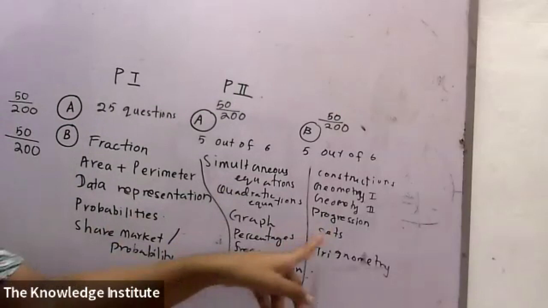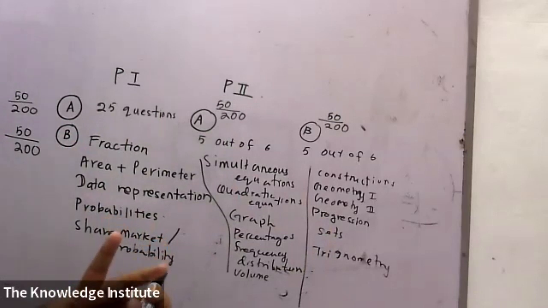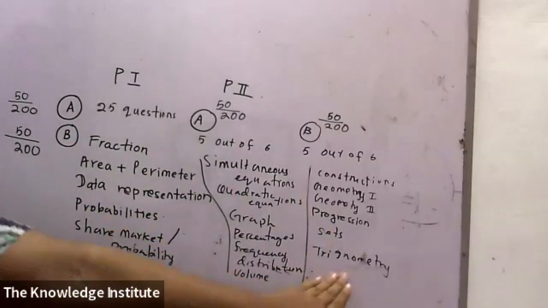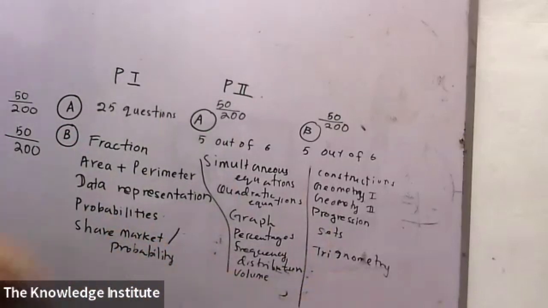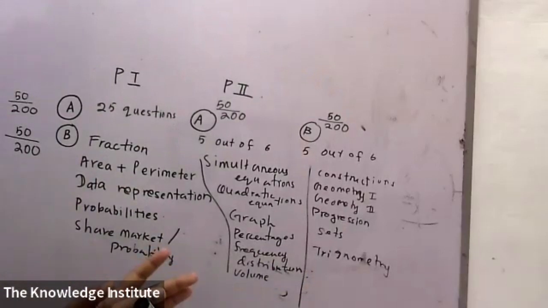When it comes to sets, again, in grade 10 we have the very basic one, followed by grade 11 a bit advanced. Then trigonometry, final. You have it in grade 11. So this is the overall paper.